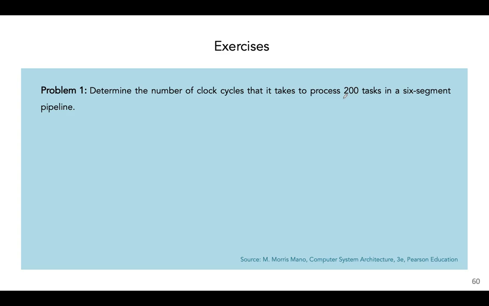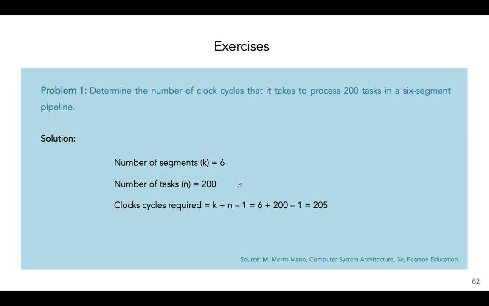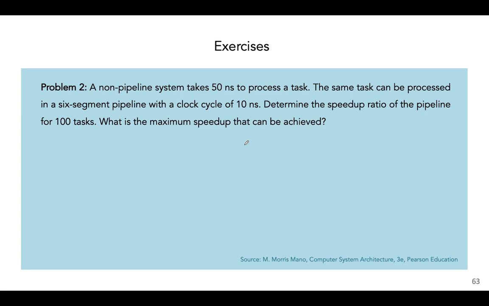Now, if you remember the formula, this problem is straightforward. The number of segments is given in the question, K is 6. The number of tasks, N, is also given in the question, 200. The formula for computing the number of clock cycles required was K plus N minus 1. Simply putting all the information available directly from the question into the equation, we get 205. So we require 205 clock cycles to process these many tasks in this sized pipeline. This was simple enough. Moving on, problem 2.